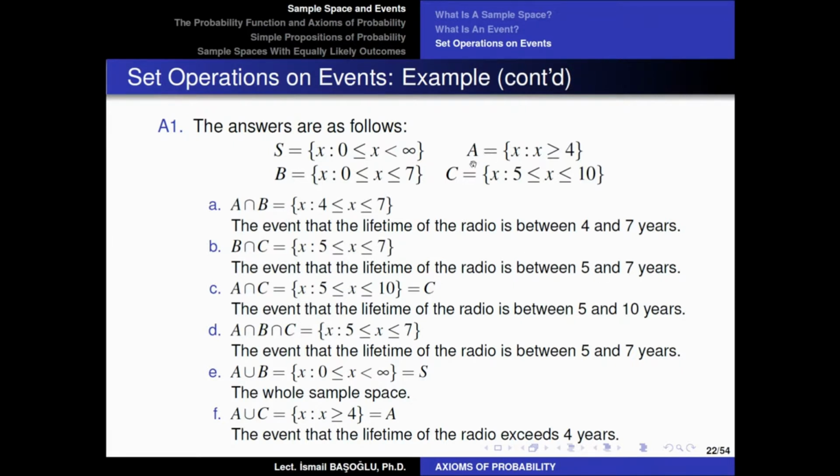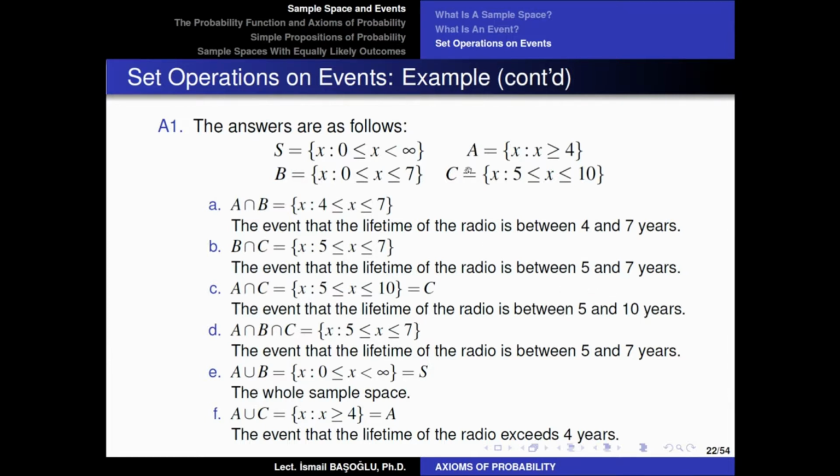How about A intersection C? A is the ray starting from 4 until infinity, and C is an interval between 5 and 10. Now, if you are careful, you will realize that the event C is already contained by event A. So this means what? If you observe that event C occurs, this means A also occurs, right? Because any outcome in C is also an outcome that we observe in A. A intersection C gives us C because C is a subset of event A. Therefore, A intersection C is the event that the lifetime of the radio is between 5 and 10 years.